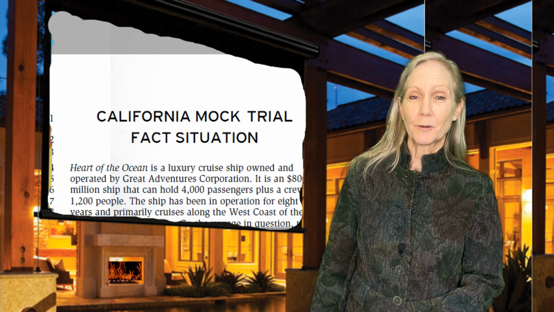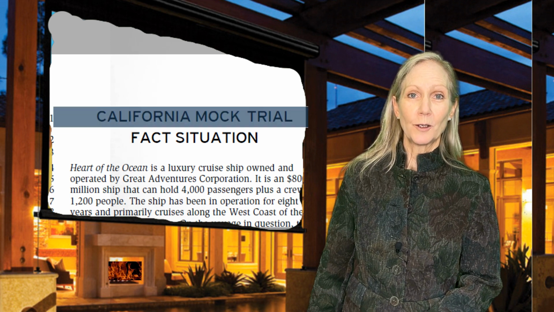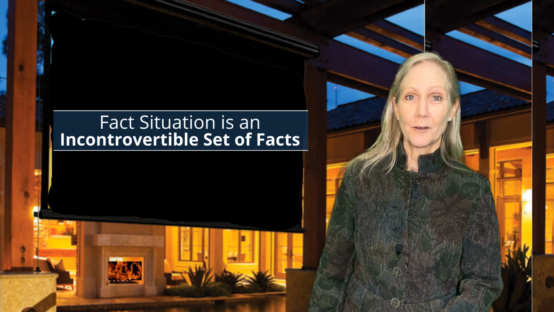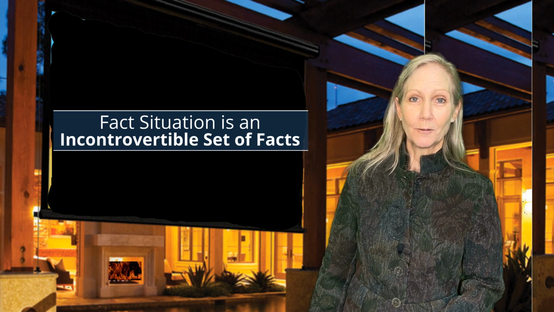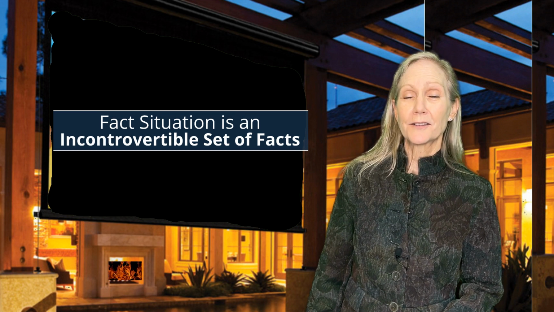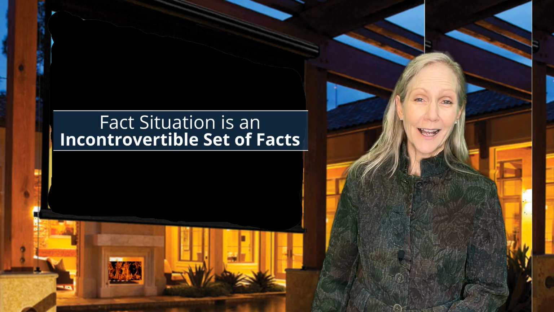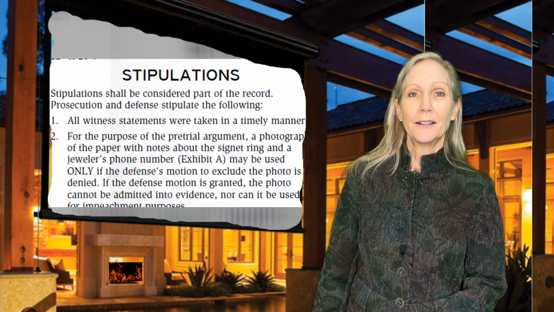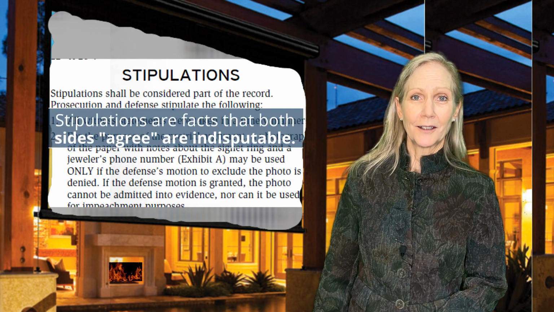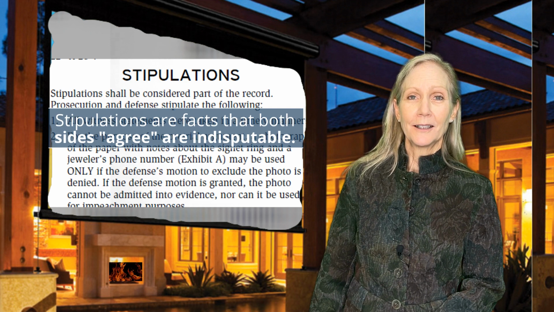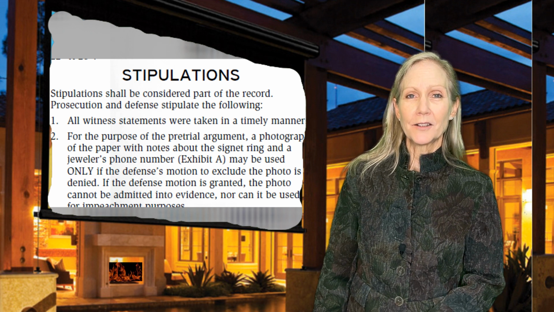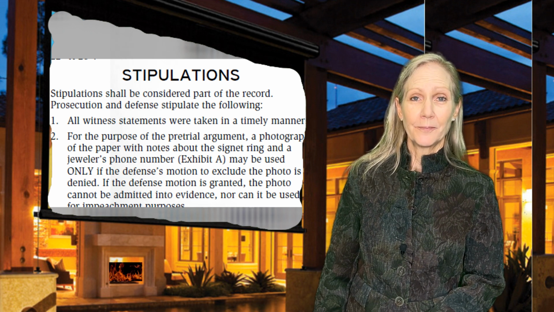The first important item will be the fact situation. You should know and be able to quote that the fact situation is an incontrovertible set of facts. So if any of the witness statements contradict what's in the fact situation, that witness is being incorrect, lying, not telling the truth. Then we have a set of stipulations that help everybody move the case along so that we don't have students fighting about side issues like, well, why didn't they talk to a dozen other people? We can talk about stipulations in another video.